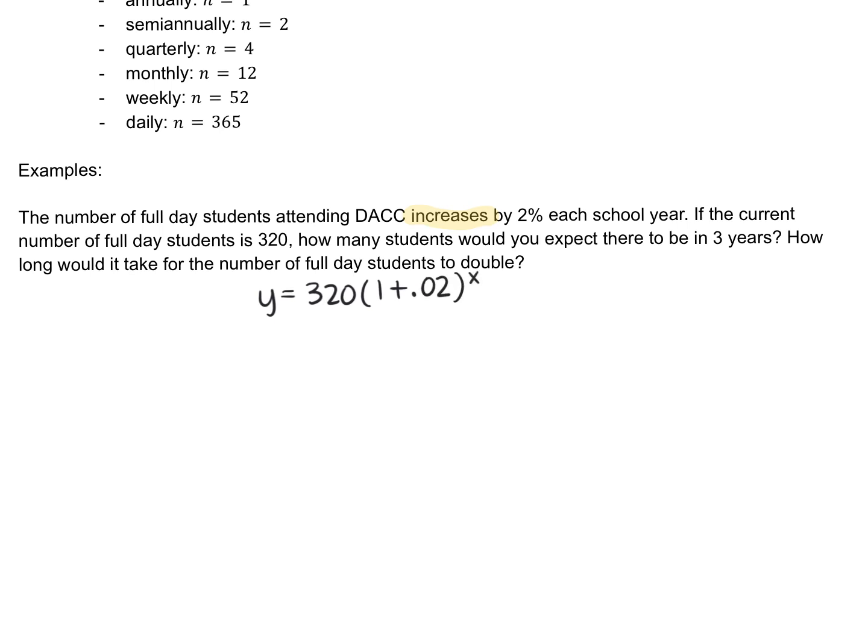So for our first question, how many students would you expect there to be in 3 years? So we're going to plug in 3 for x. So we'll have y equals 320 and then 1.02 to the third. And again, just plug that directly into your calculator. And we're going to get y equals 339.59, which again, because this is a number of people, we can't have a decimal, so we're going to round to a whole number, so 340 students.